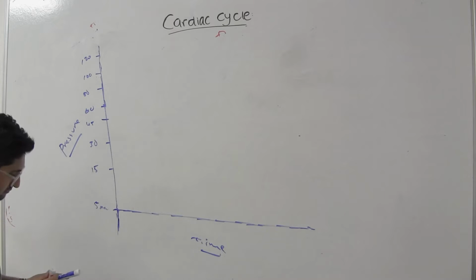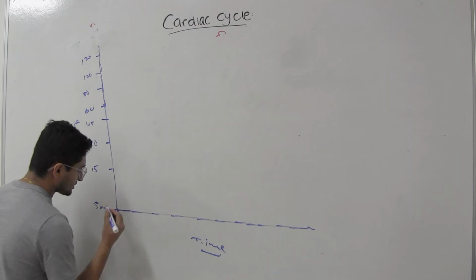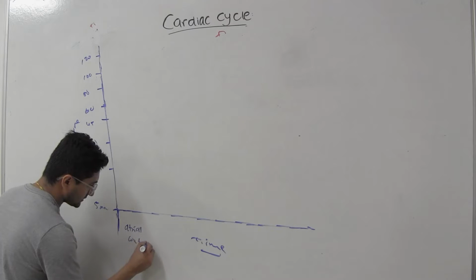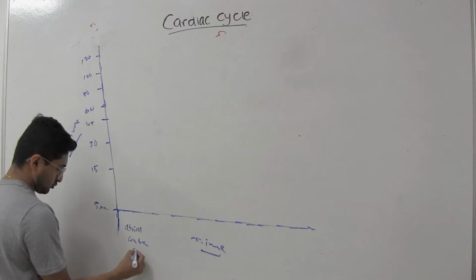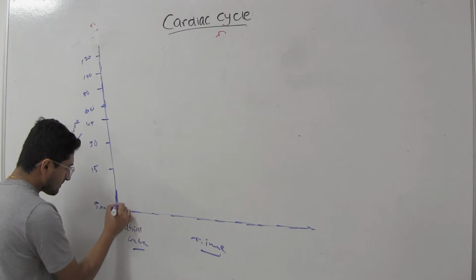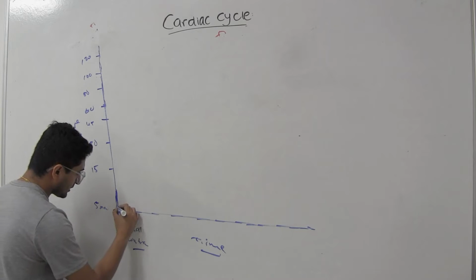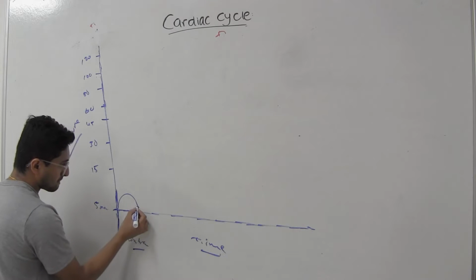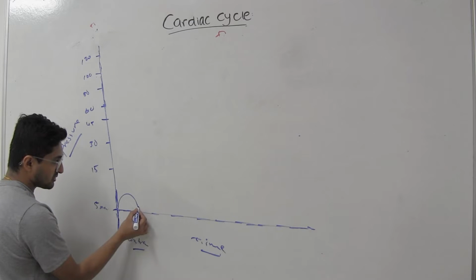Now, what is happening in the atria first? Let's use different colors for this one. In the atrial contractions, the first phase, what is happening to the pressure? When the atria contract, it makes a structure like this. I'm talking about pressure here.